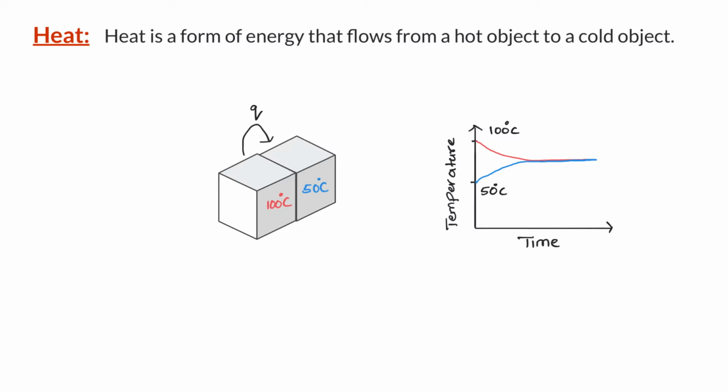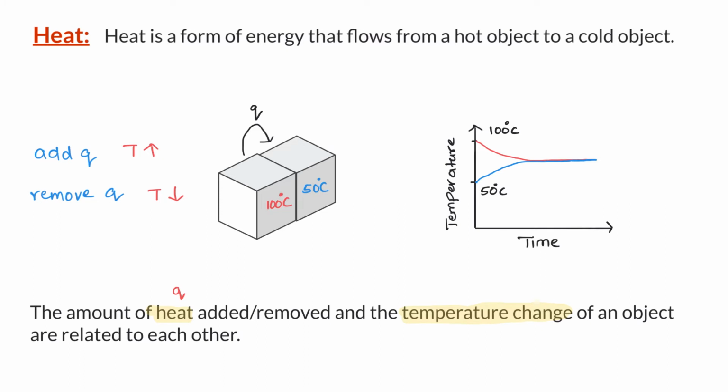So, if you add heat to a substance, its temperature increases. And if you remove heat from a substance, its temperature decreases. It's like the relation between cash added or removed and your bank balance. When you add cash to your account, your bank balance goes up, and when you remove cash from your account, your bank balance goes down. In the next slide, we will learn if there is any relation between the amount of heat added and the change in temperature of an object.